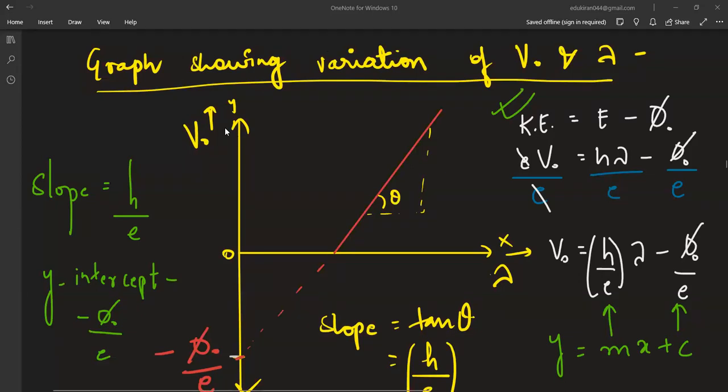This is not wavelength and frequency; this is stopping potential and frequency. See, kinetic energy is e V naught, where V naught is the stopping potential.